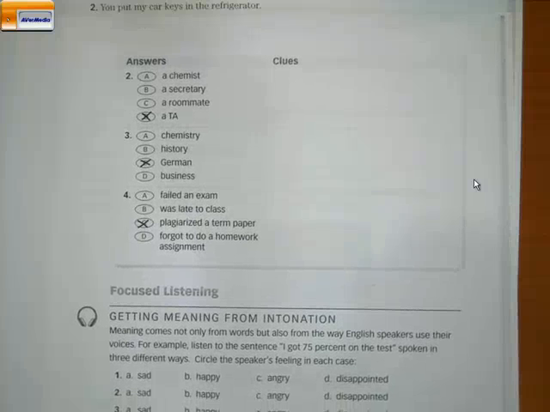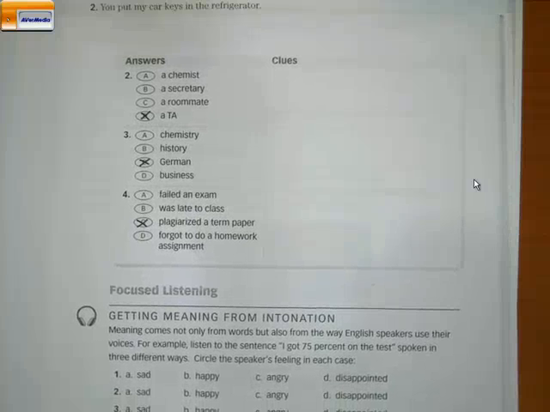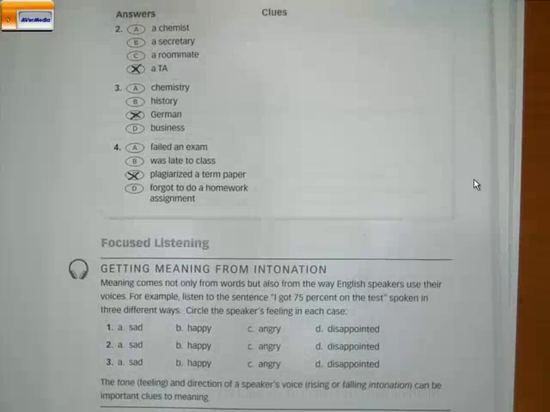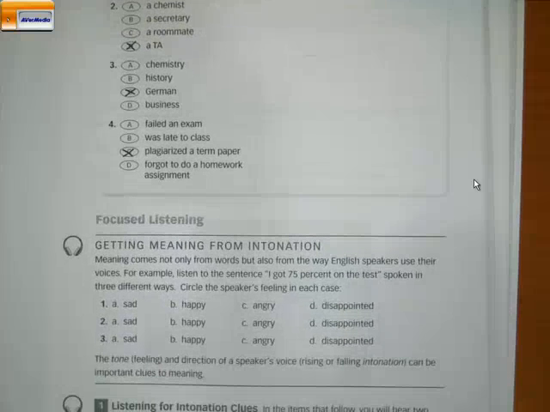For example, listen to the sentence, I got 75% on the test, spoken in 3 different ways. Circle the speaker's feeling in each case.